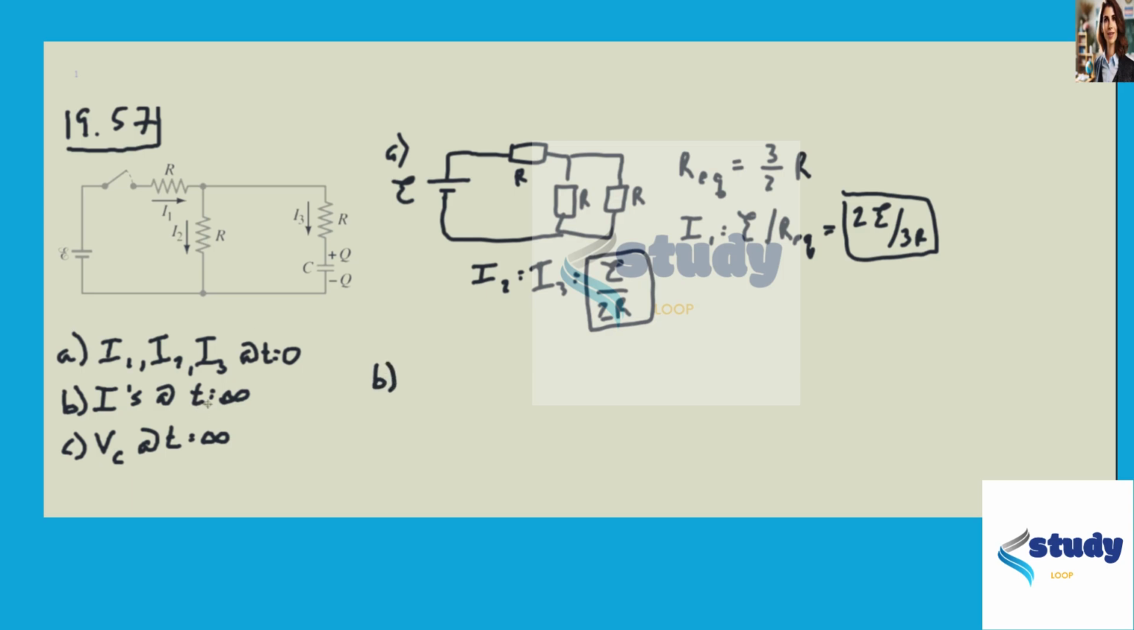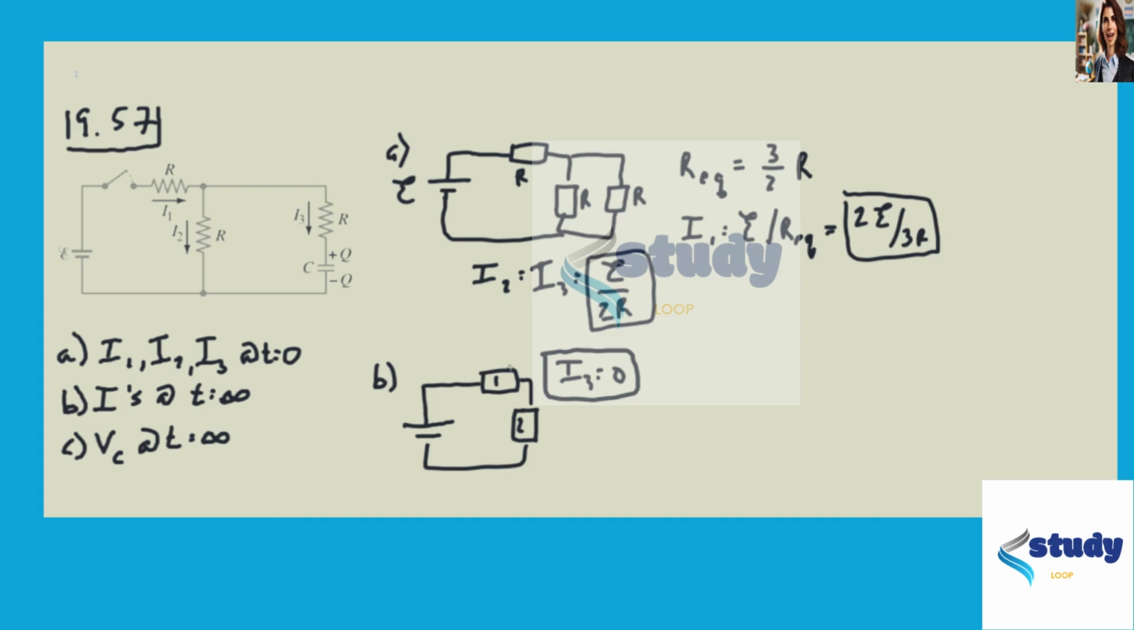Now, when we go to time of infinity, the capacitor is fully charged, and so it acts like an open circuit. And so in our simpler version of the circuit, we just take this entire branch out because no current is going through it. So right off the bat, we can say that I3 is equal to 0.